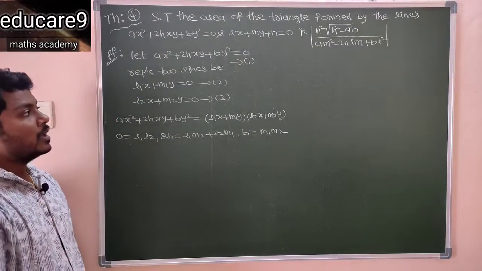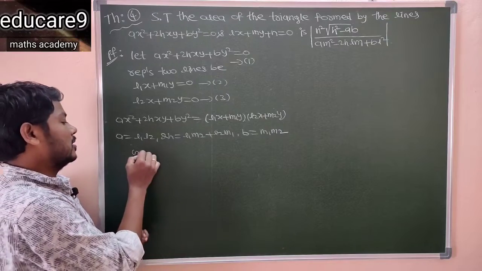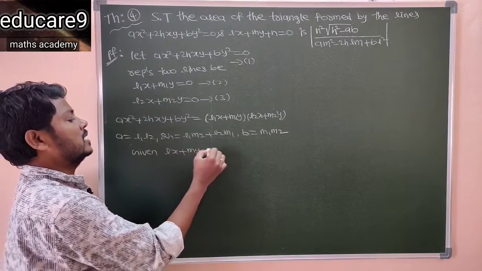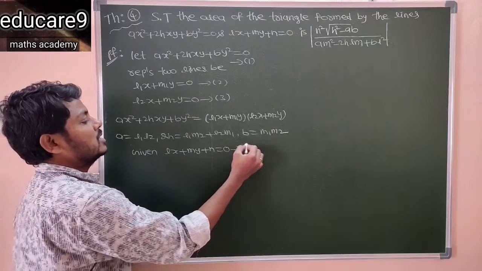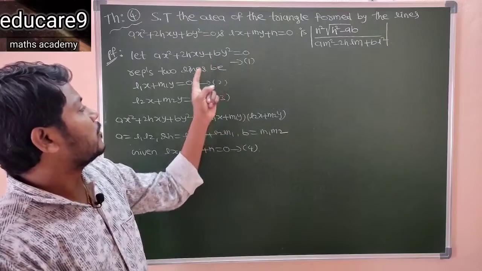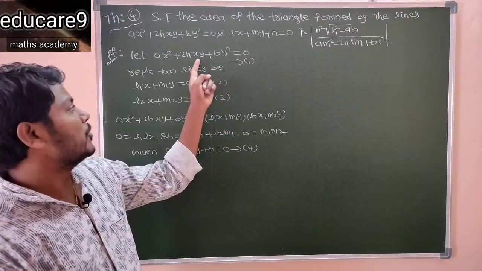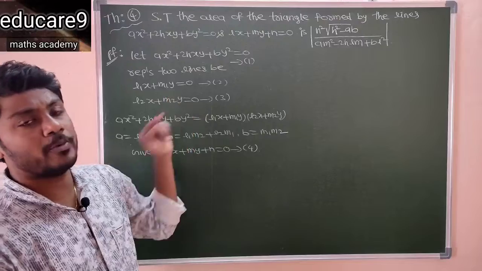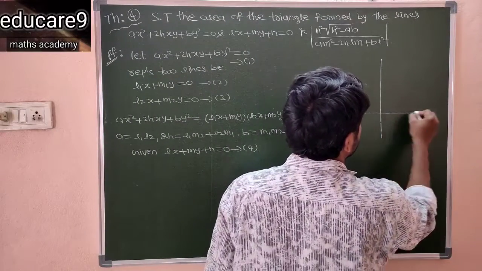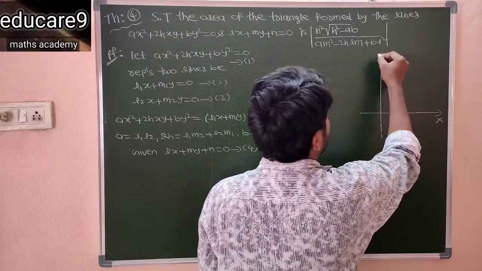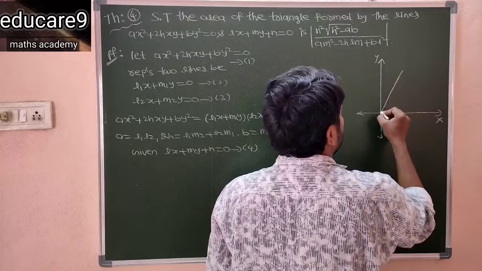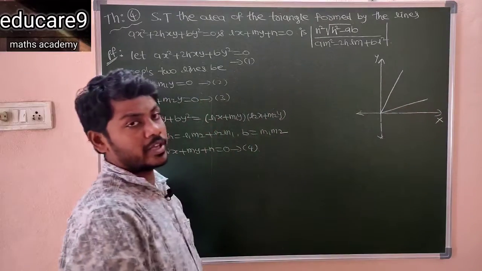Okay. Now given line Lx plus My plus N equals 0. This is equation 4. Now see here, this equation represents two lines. This is a homogeneous equation. It represents two homogeneous linear equations. So see here, consider the coordinate axes, this is the x and y axis. So clearly, homogeneous equations are passing through the origin.